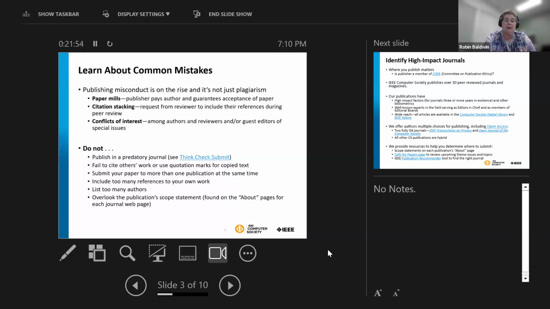And also, I'm going to repeat this next point often. Do not overlook the publication's scope statement, which is found on the about pages for each of our journal pages. The scope statement tells you what the publication covers, what topic areas the publication wants to publish. Too many papers often get submitted without looking at the scope statement, and then their papers are what's called out of scope. And those are pretty much automatically rejected.